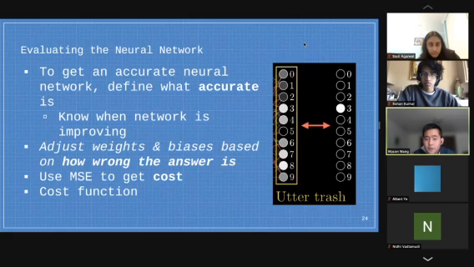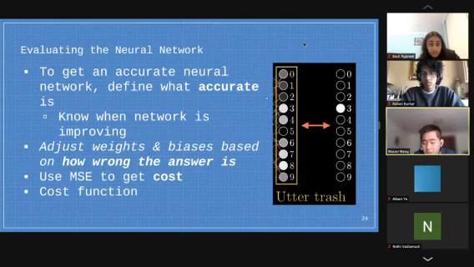So like Rohan talked about, we know that the randomly initialized network is doing really badly. Like this is clearly not what we want. We want something closer to this, right? We know it's bad, but how bad is it, right? To get an accurate neural network, we have to first define what accurate means, and we have to know when the network is improving. So the same statement from the last slide, we adjust the weights and biases based on how wrong the answer is.